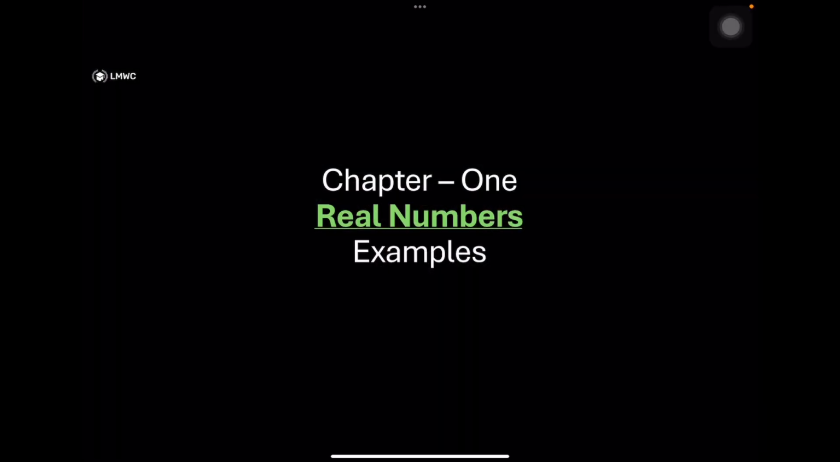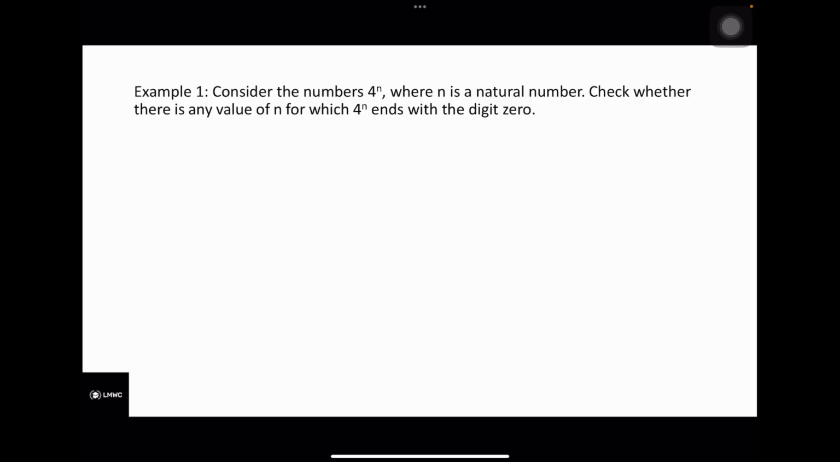Hello everyone. So today we are going to go through the examples of chapter number 1, real numbers, according to the NCERT textbook. The first example we have in chapter number 1 is this: consider the numbers 4 to the power n, where n is a natural number. Check whether there is any value of n for which 4 to the power n ends with the digit 0.